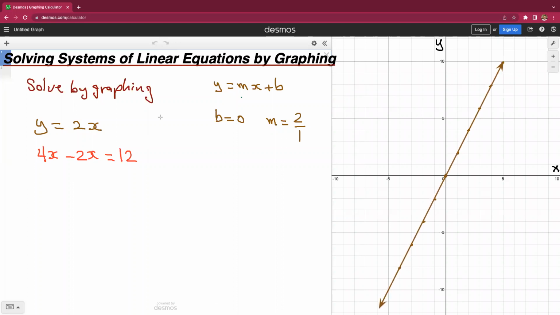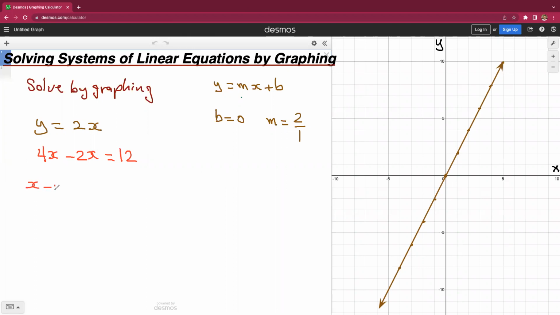Now we're going to go to the second line. The second line here is in standard form, Ax plus By equals C. That's what the standard form is. So when it's in standard form, like the first question, we find the x-intercept and the y-intercept. That's the easiest way to graph it.